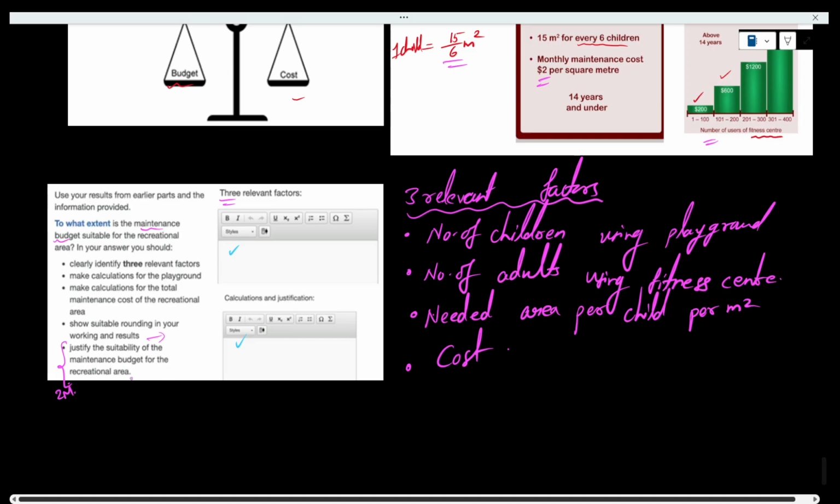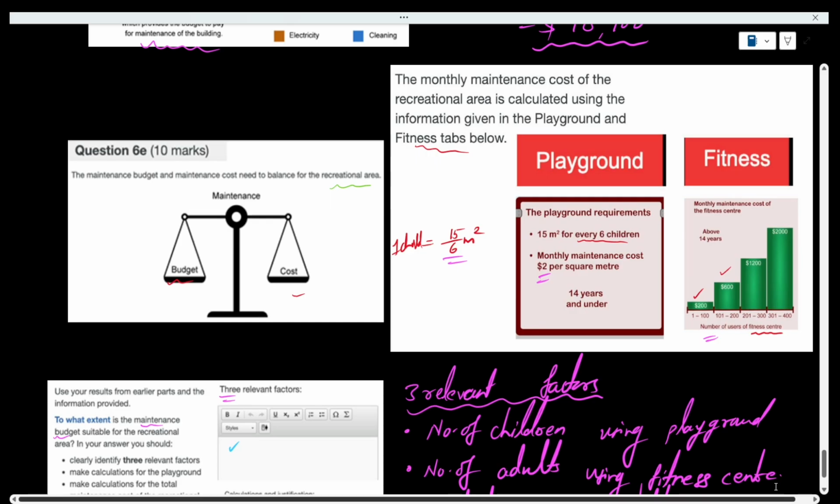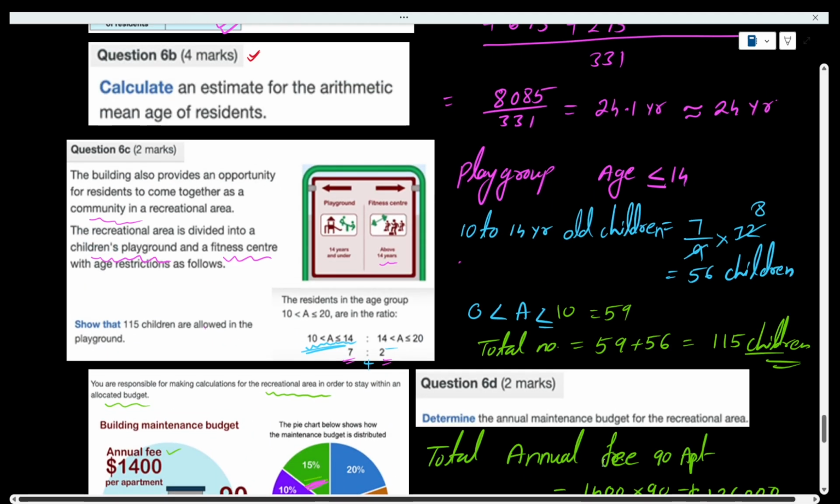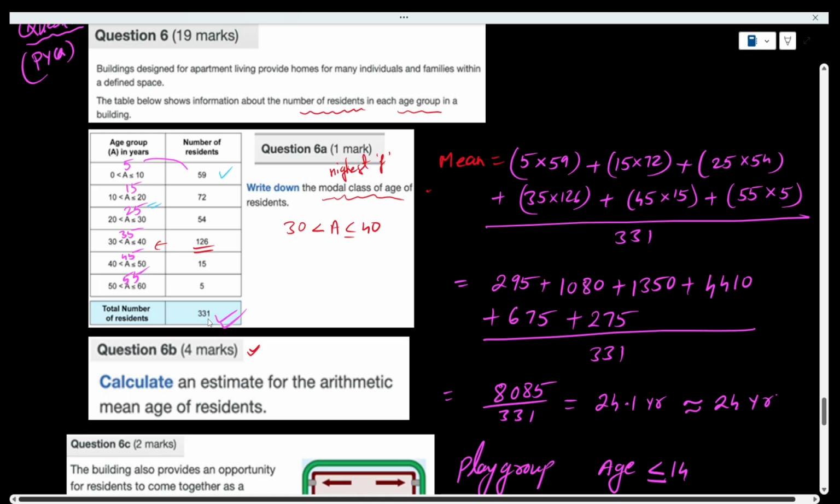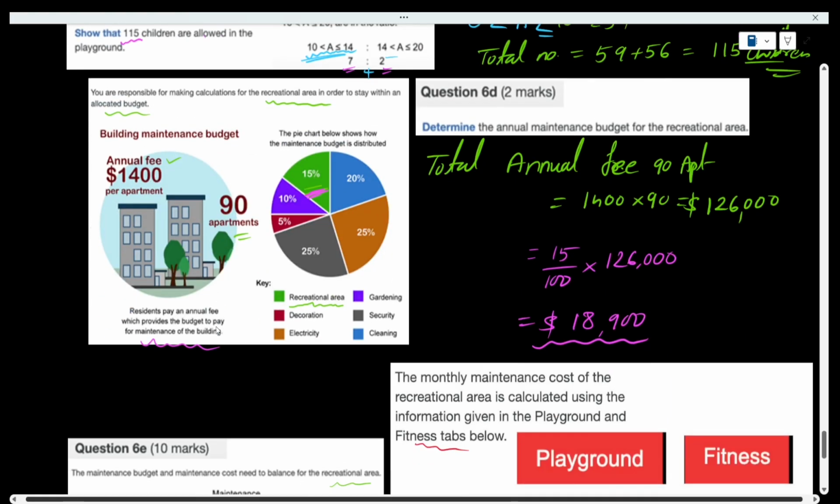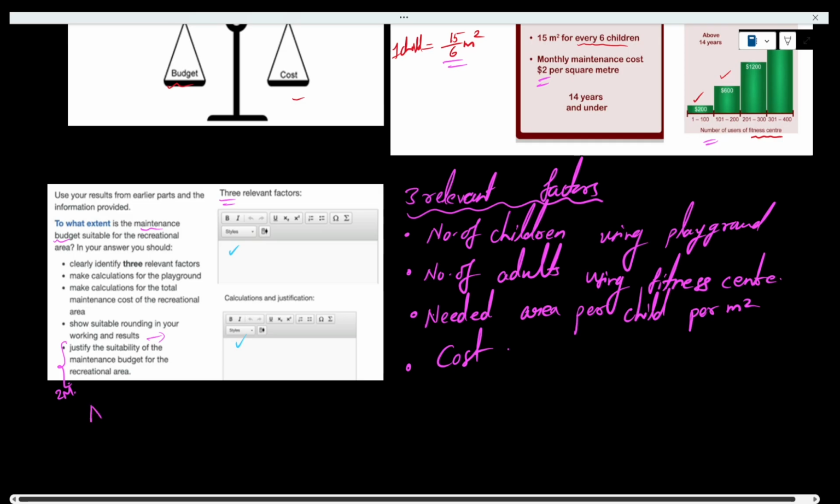Now when I need to do the calculation for the playground, first I need to know the number of children who will use the playground, and how many adults, 14 or above, are going to use the fitness center. If you remember, we have already calculated 115 children who are going to use the playground, and to find the number of people who are going to use the fitness center, you will subtract from 331. So first, take the number of children going to use the playground, because based on that we have to make the budget.